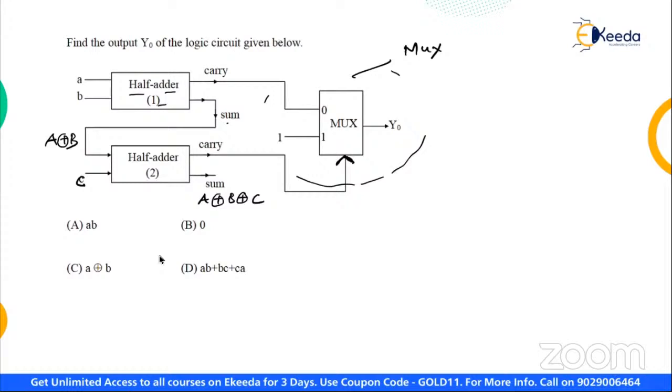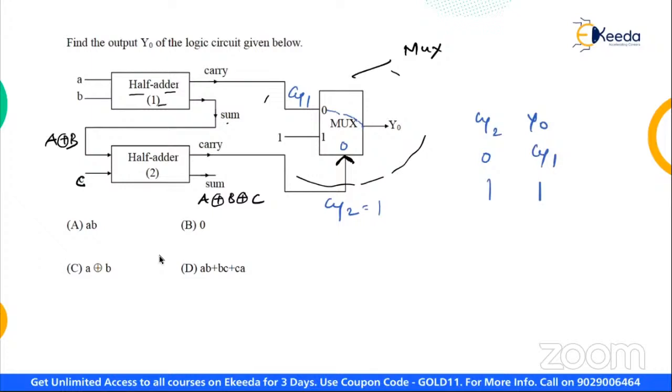Let me say this is carry number 2, and this is carry number 1. Observe carefully. Whenever carry 2 is equal to 0, my output Y naught is simply carry 1. And whenever my carry input 2 is equal to 1, my output is always 1.